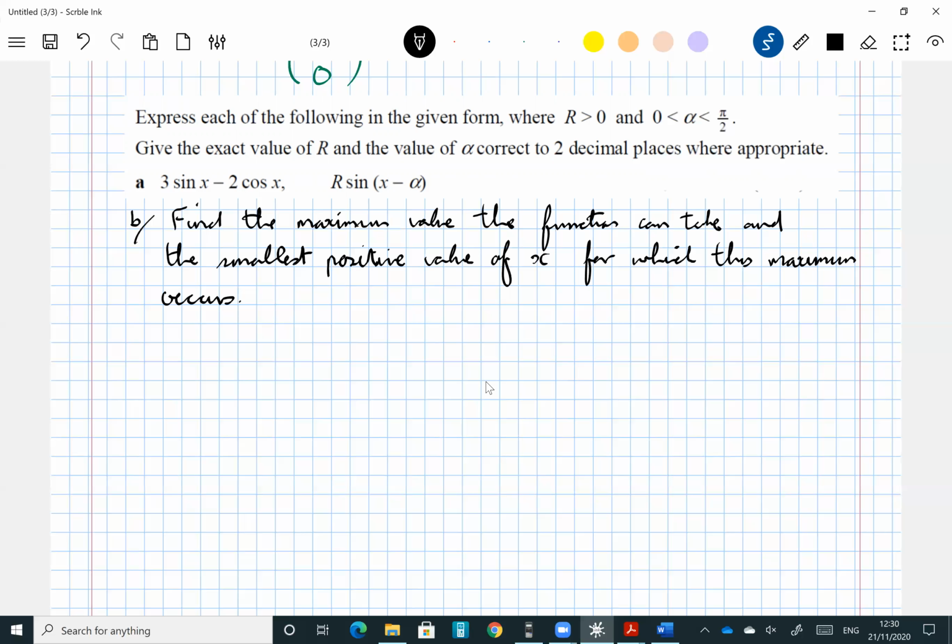So do the first bit yourself. By now you know how to write that in the given form. And the new part, part B, is what I'll go through with you in a second. So I'm just going to quietly get on with the first part myself. You do it concurrently and just check your answer against mine.